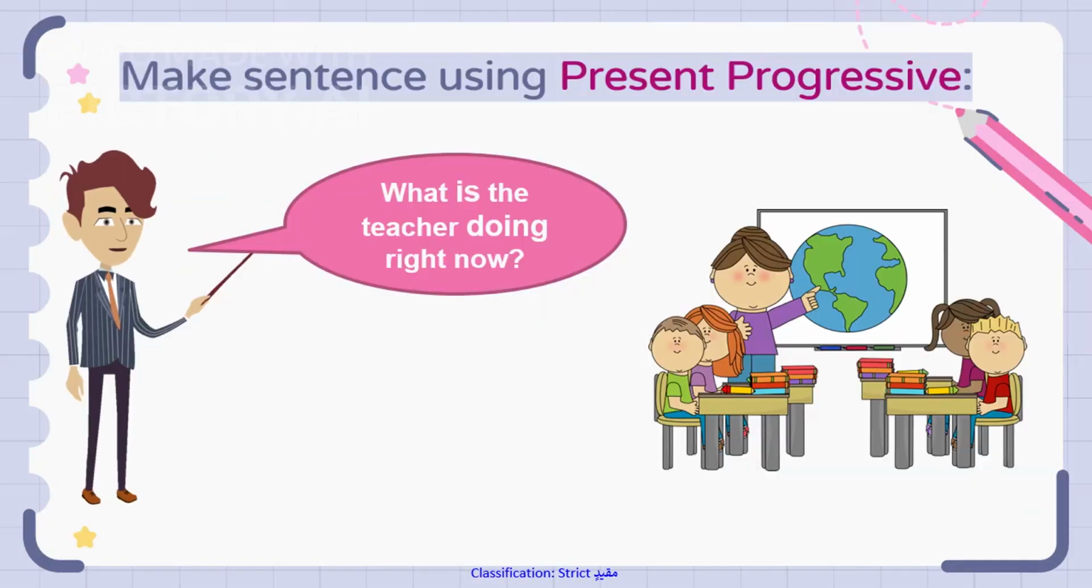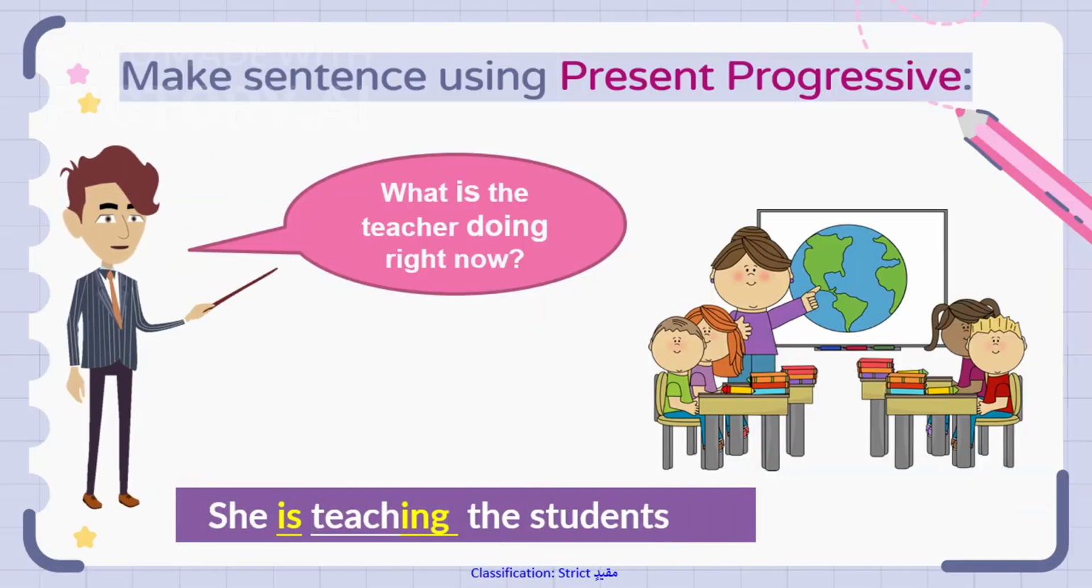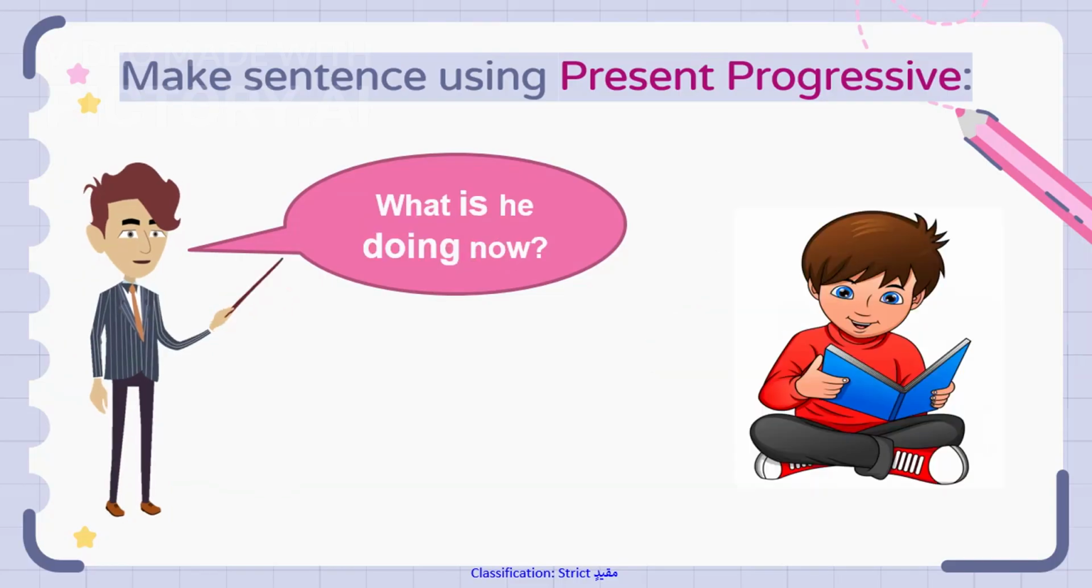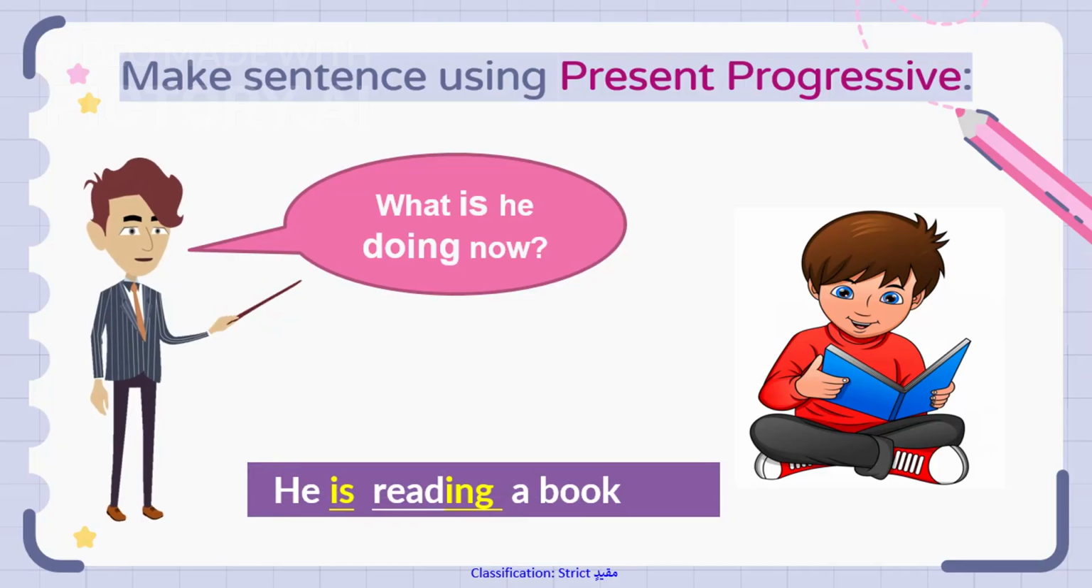Let's practice forming sentences using the present progressive. What is the teacher doing right now becomes, she is teaching the students. This exercise helps reinforce our understanding of ongoing actions. Continuing our practice, what is he doing now becomes, he is reading a book. These exercises are designed to help you master the present progressive tense in everyday conversation.